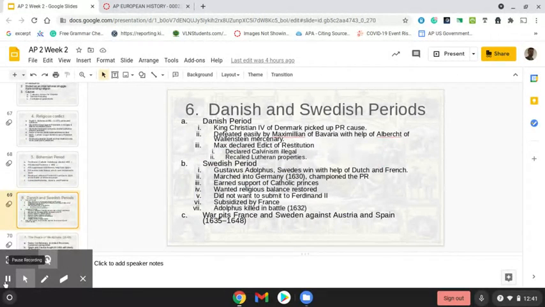The Danish period starts when King Christian IV of Denmark decides to pick up the Protestant cause. Remember, within the empire, the Protestant leader has been defeated. And so he is going to pick up the cause on behalf of Protestants.